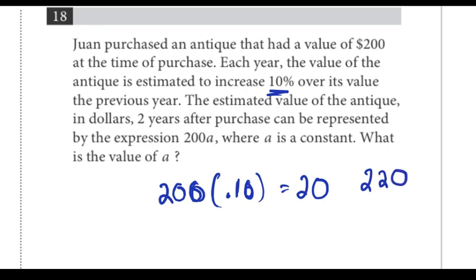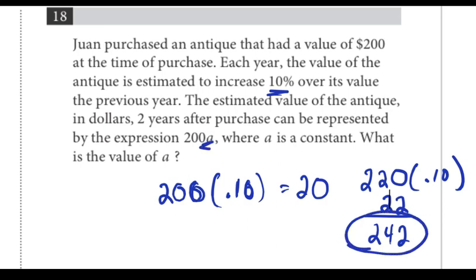Now when we take 10% of 220, here's how I take a percent of a number. Just multiply it by the percentage. Don't do that whole part thing. Anyway, that's 22. 10% of 220 is 22. Just multiply it on your calculator. Add those together. You will get 242. That's what we're looking for. So 200 times something gives us 242. That's what Juan's going to have after 2 years.